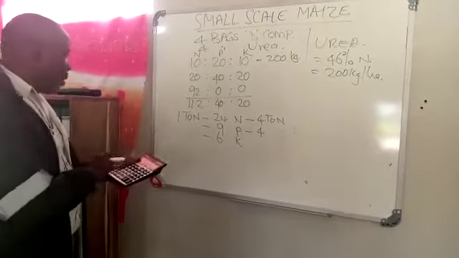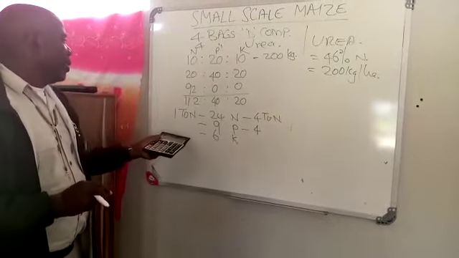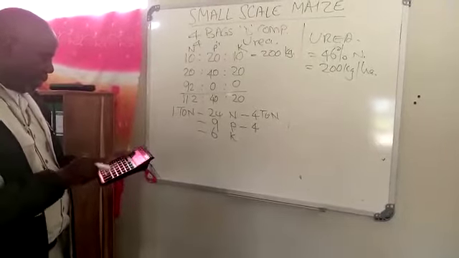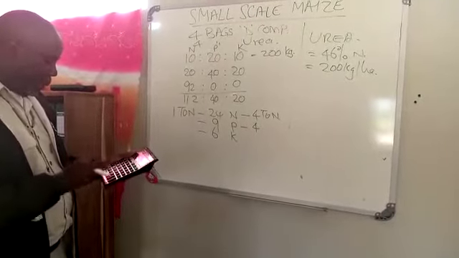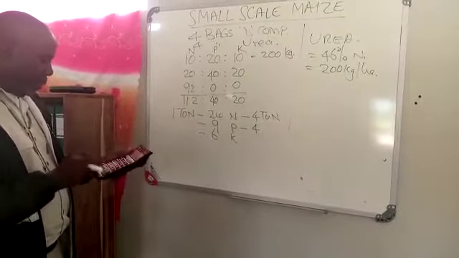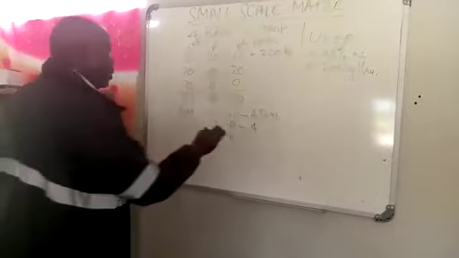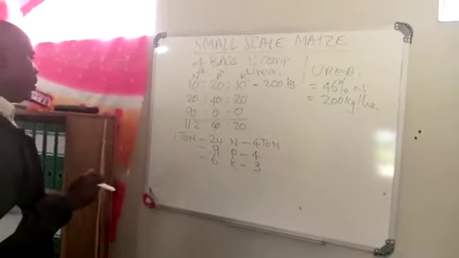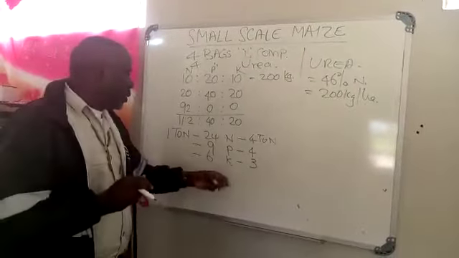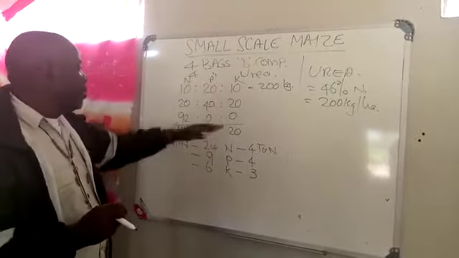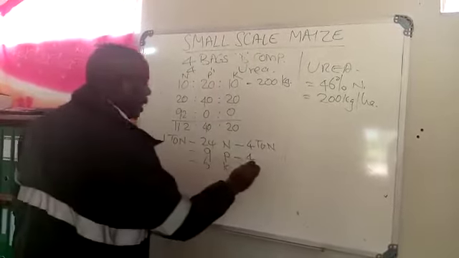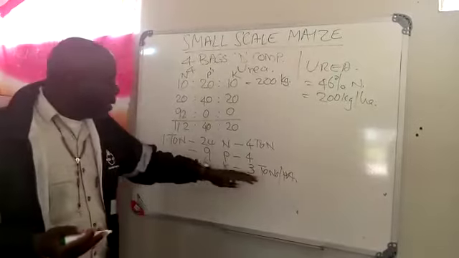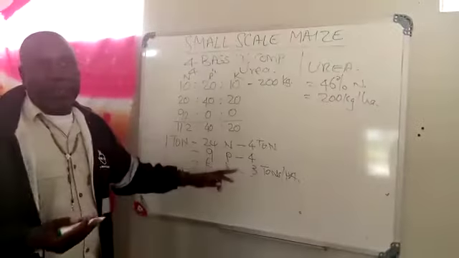Correct. What about on the basis of K? You know, K, we've seen that we only have 20 there. So 20 divided by 6 is giving us about 3. So meaning that the best that this farmer can get from this fertilizing program is 3 tons per hectare, because this is the limiting factor in this fertilizing program.